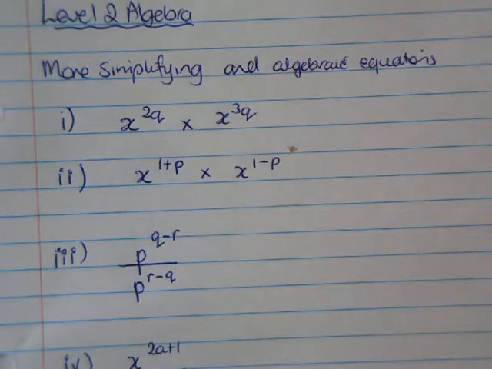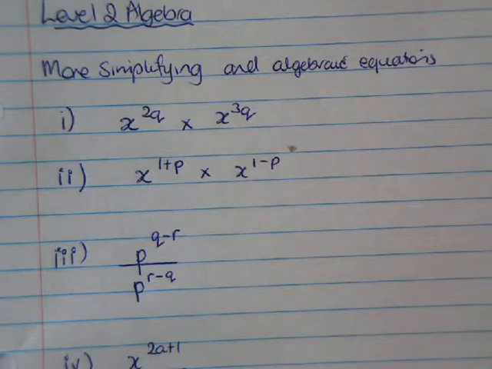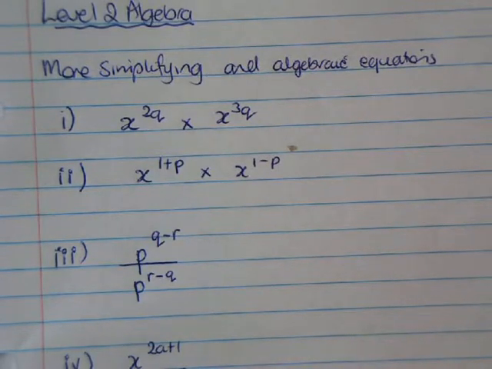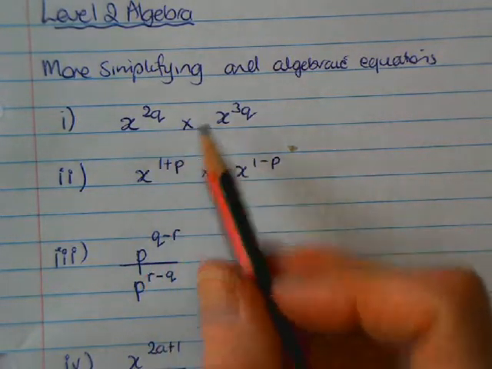Okay, what we have here is level 2 algebra. We're going to do some more simplifying of algebra and algebra equations, so just going over these rules really carefully. When multiplying terms, we add the powers.